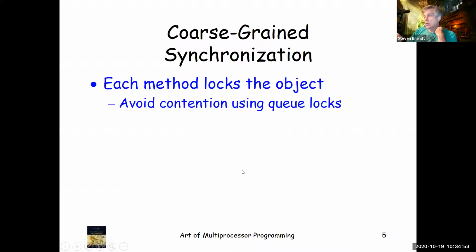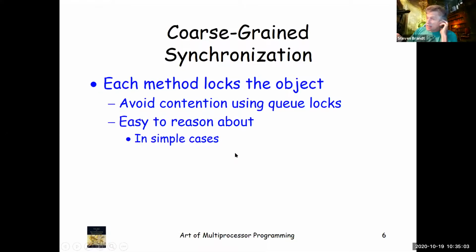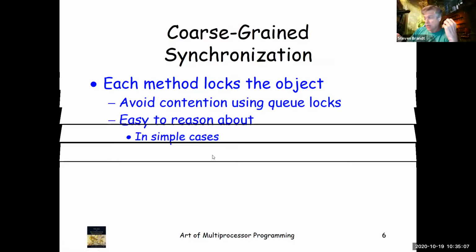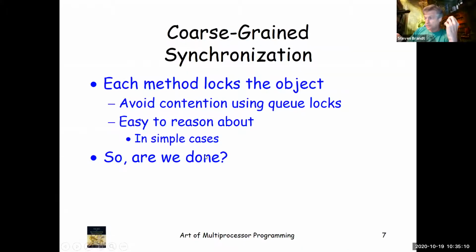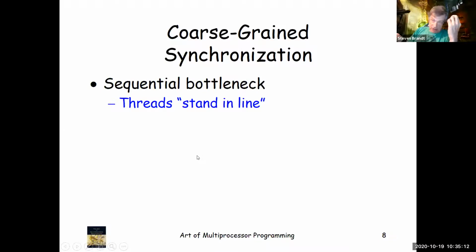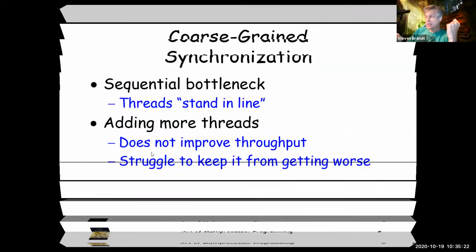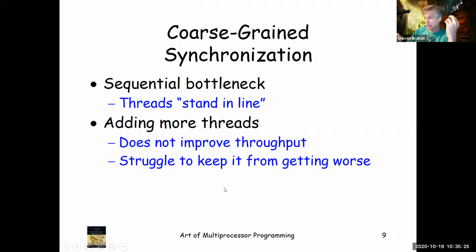So the first thing we're going to discuss is coarse-grained synchronization, where each method locks the object and contention is avoided using a Q lock. And the nice thing about this is it's easy to reason about in most cases. So are we done? The answer is going to be no, of course. The problem with coarse-grained synchronization is that we have a sequential bottleneck. The threads stand in line, and adding more threads doesn't improve throughput. In fact, we have to struggle to keep it from getting worse.